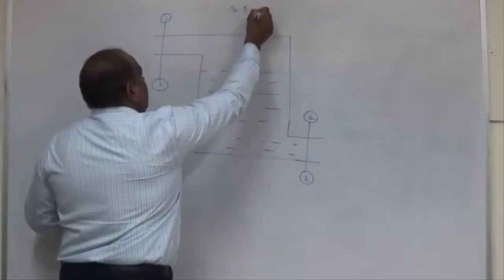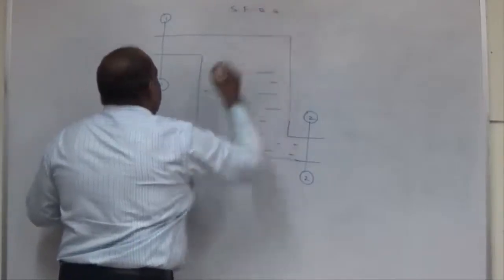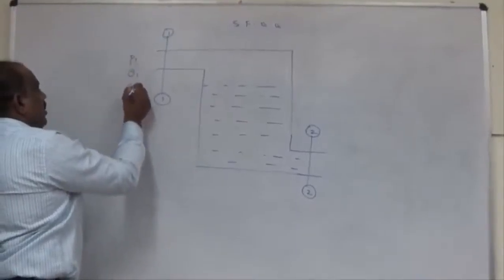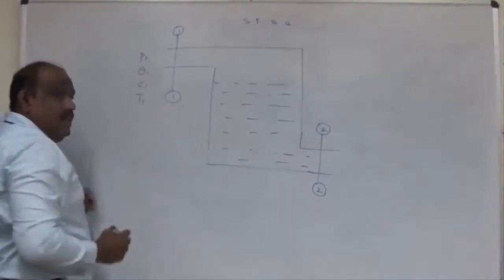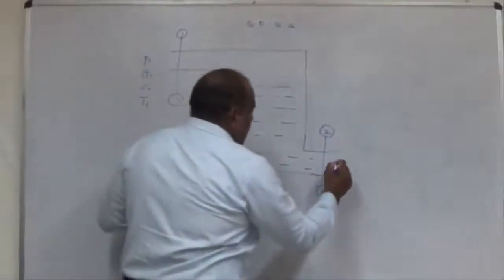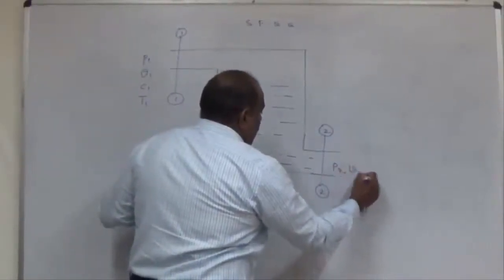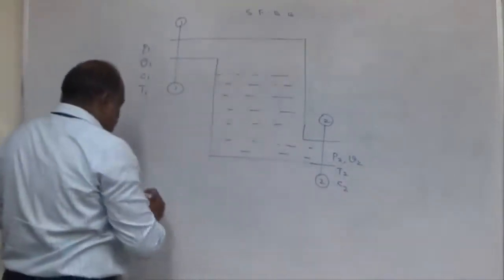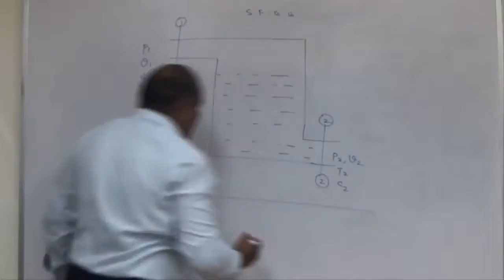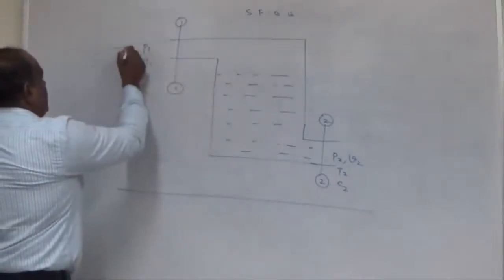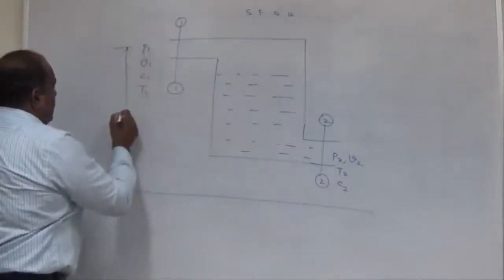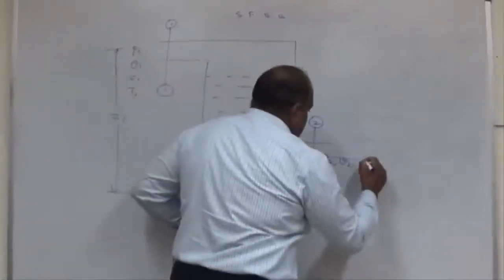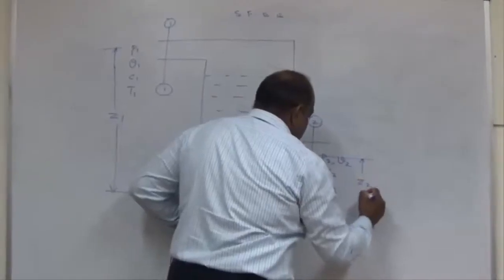So it is SFEE. The properties at the inlet are pressure P1, specific volume V1, velocity C1, and temperature in Kelvin T1. Similarly, the properties at the exit are P2, V2, temperature T2, and velocity C2. Let us assume a datum. From the datum we will measure the height. Let us define this height as Z1 at the inlet, and at the exit let us assume this height to be Z2.